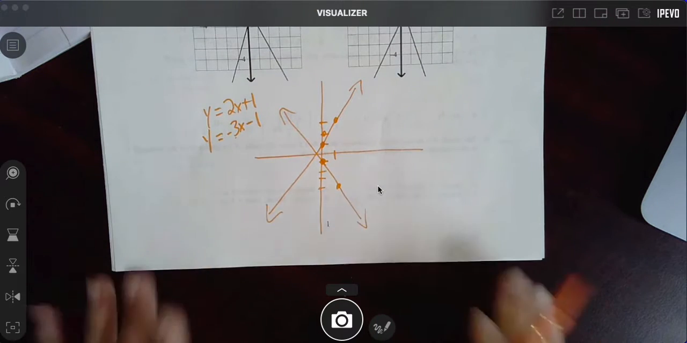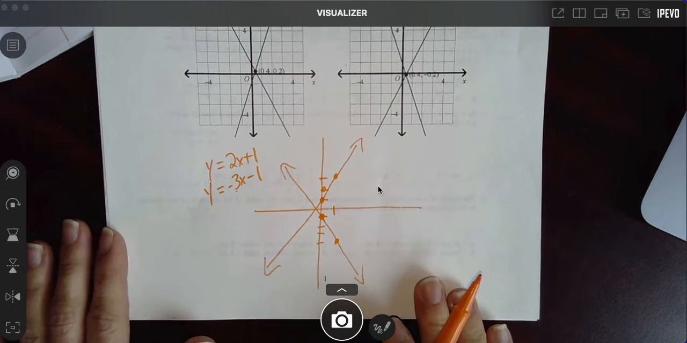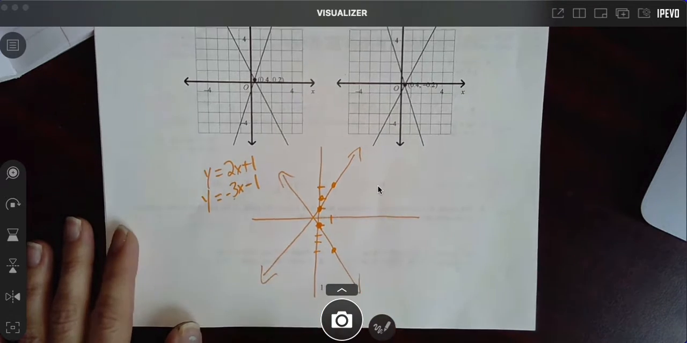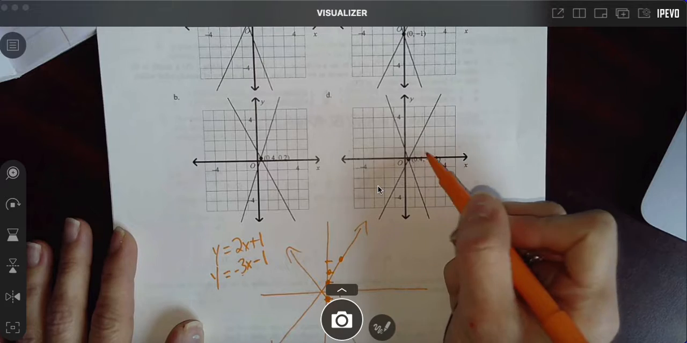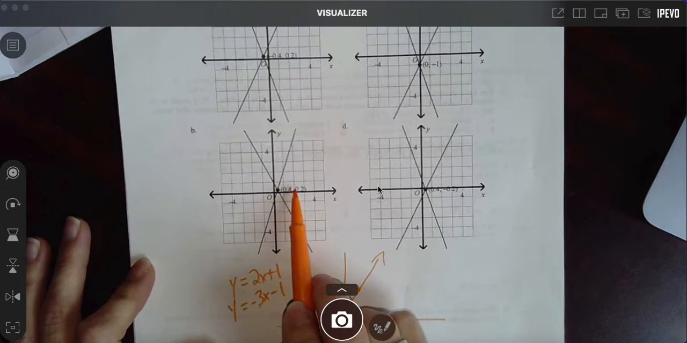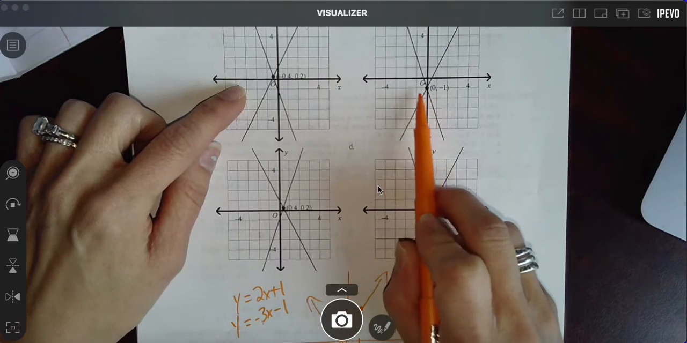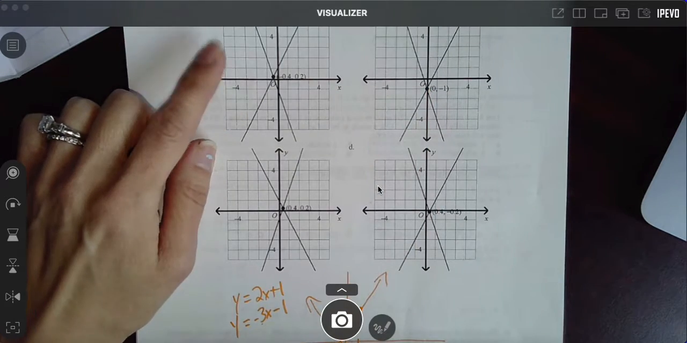Okay, then I would kind of have to see which graph matches. Notice I'm to the left of the y-axis. This graph is not. This graph is not. This one is a little low, right? So which one is your answer?